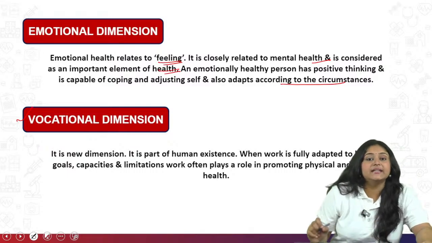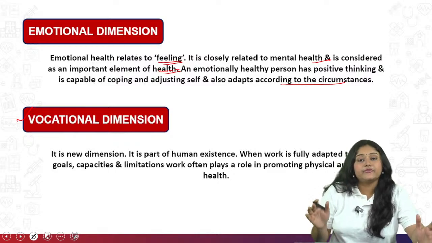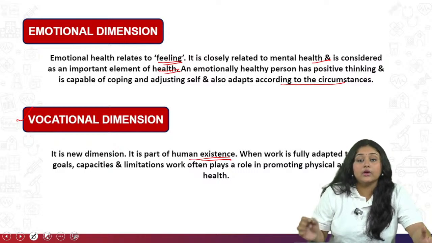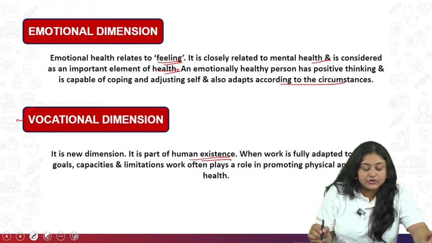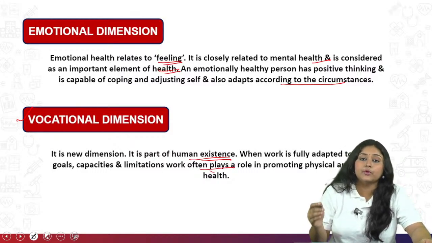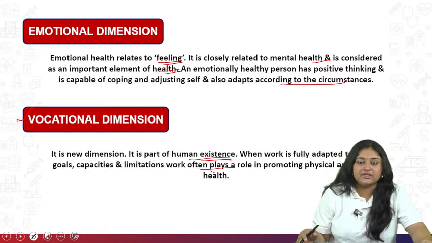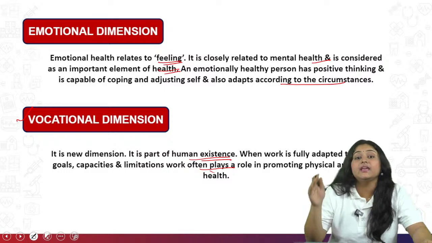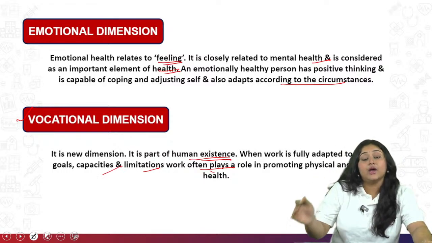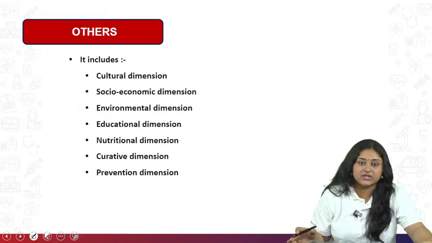Next come to the vocational dimension. Vocational dimension is a new dimension. It's a very close part of human existence. When your work, whatever you are doing, is fully adapted to human goals, capacities as well as limitations, work often plays a role in promotion of physical and mental health. That is called a vocational dimension. It's when you have reached your goals, touched your capacities, and already accepted the limitations of your work. That is called the vocational dimension.